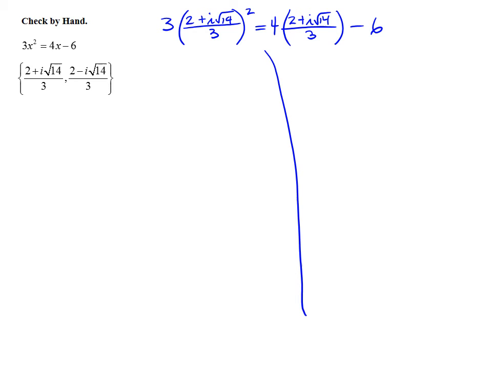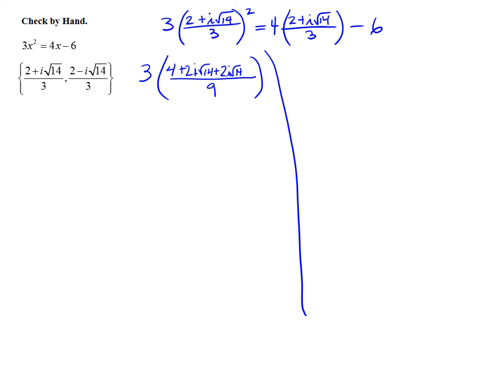Now on the first side, I'm going to square before I multiply by 3. To square that fraction, it's easy to square the denominator. 3 squared is 9. To square the numerator, I have to really carefully FOIL this out: 2 plus i times the square root of 14, squared. So foiling that out, I'm going to get 2 times 2, or 4. And then the outside term would be 2 times i times the square root of 14, which would be plus 2i square root of 14.